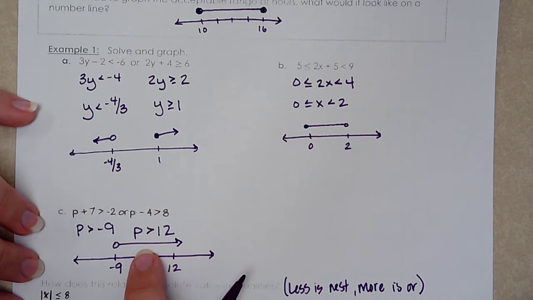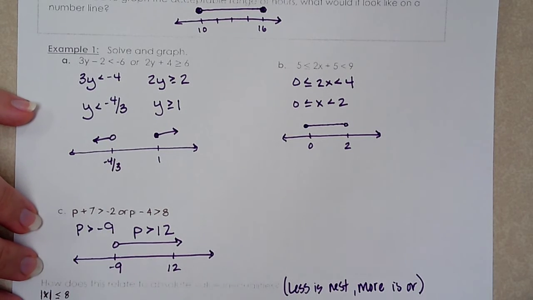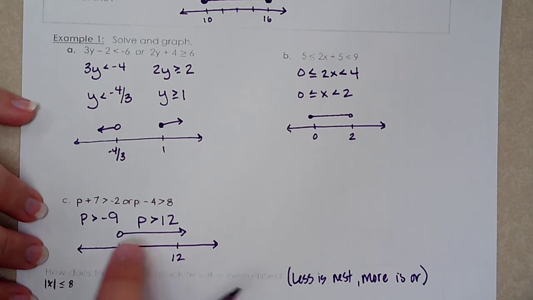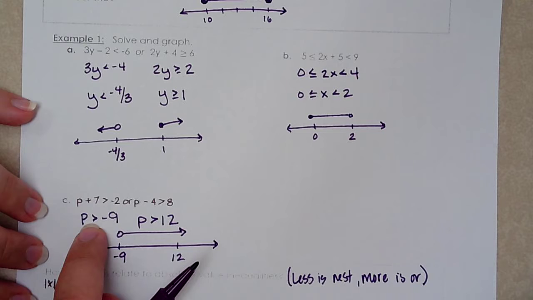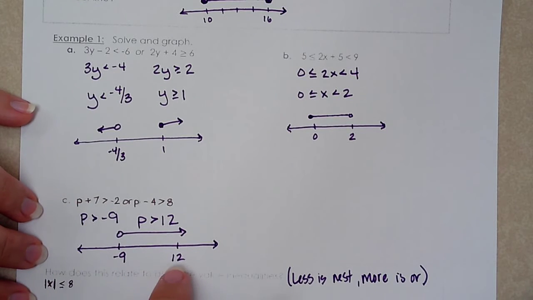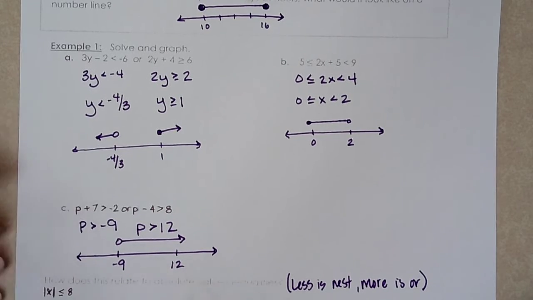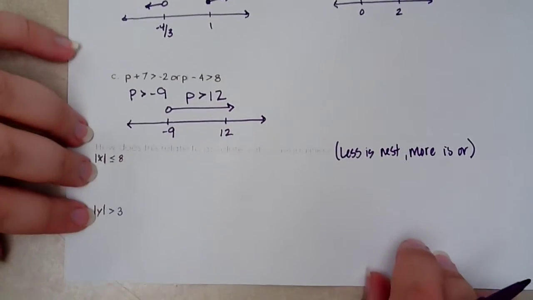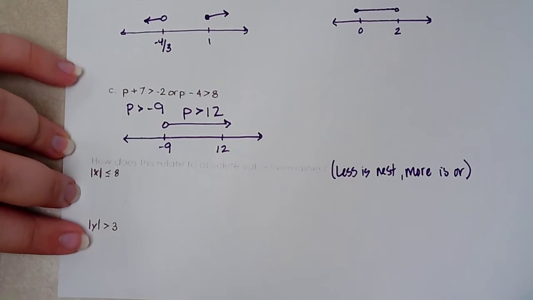However, if this was an and statement, it would be a different case. If this was and, it would negate the lower statement, because you cannot be greater than 12 and greater than negative 9 without only being greater than 12. It would only be greater than 12. So just make sure you're paying close attention there. I know this is hard to read again, I apologize.